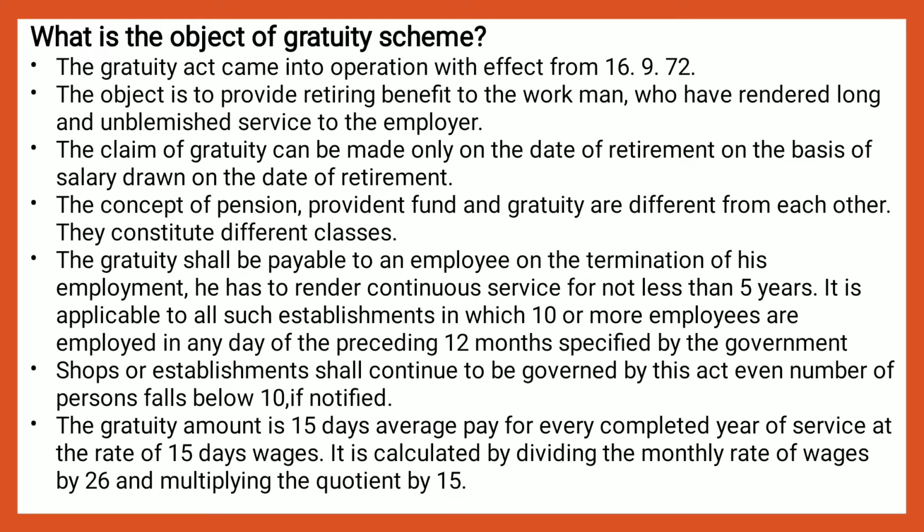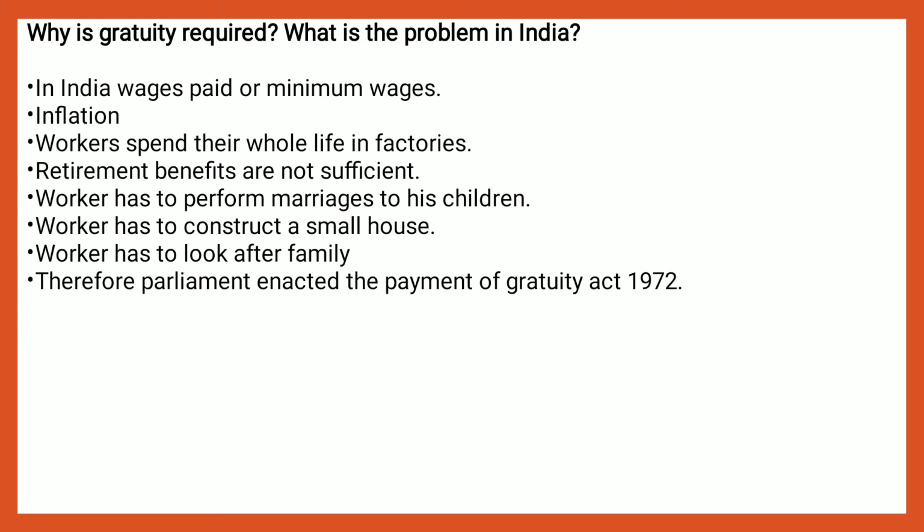The gratuity amount is 15 days average pay for every completed year of service, at the rate of 15 days wages. It is calculated by dividing the monthly rate of wages by 26 and multiplying the quotient by 15.